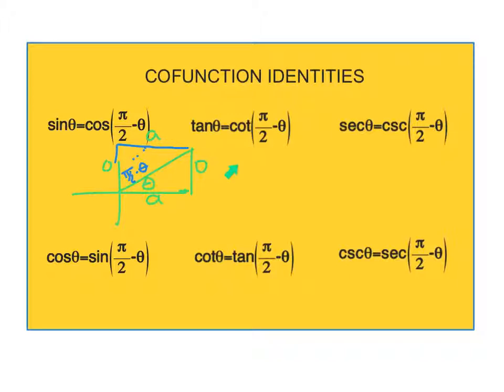And then if I look at tangent of theta, it is equal to cotangent of pi over 2 minus theta, and vice versa. Cotangent is equal to the tangent of pi over 2 minus theta. Those two go together. So you notice sine and cosine go together, tangent and cotangent go together. Then secant goes with cosecant. So the secant of one triangle is the same thing as cosecant on its complement, and cosecant is the same thing as secant. So basically those two go together.